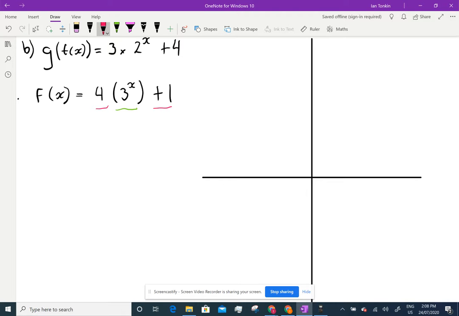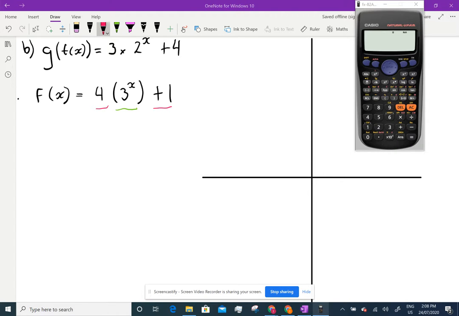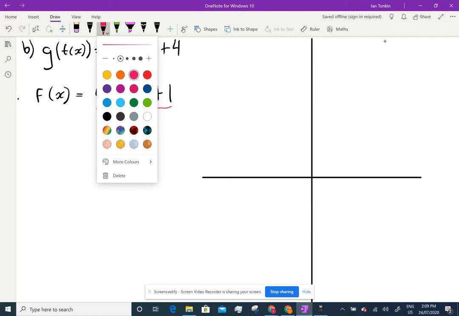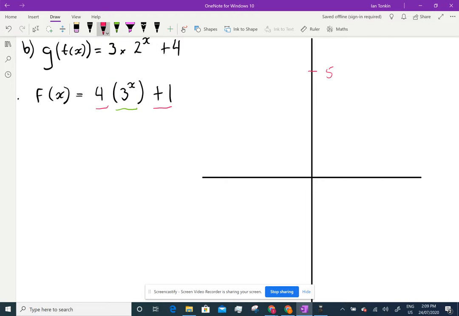So the first thing I want you to make sure you can do is on your calculator, put it in and try some values. So we've got 4 times 3 to the power, put my 3 in, to the power. Now, let's just start. Let's find the intercept. 0 plus 1, 5. So it's going through 5. So it's moved up, but the intercept is going to be at 5.